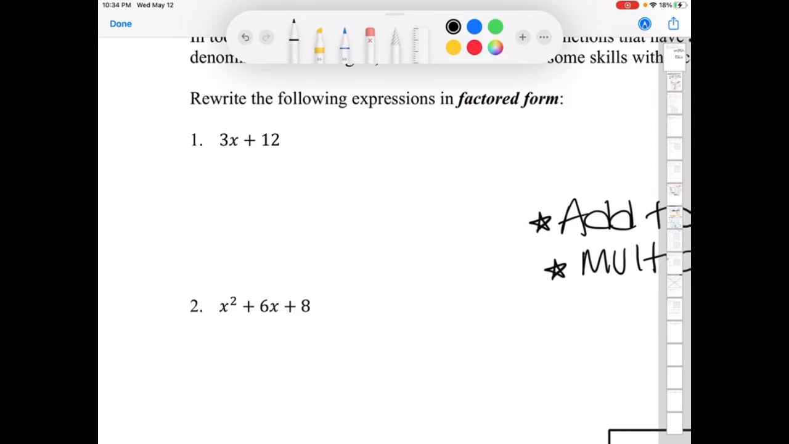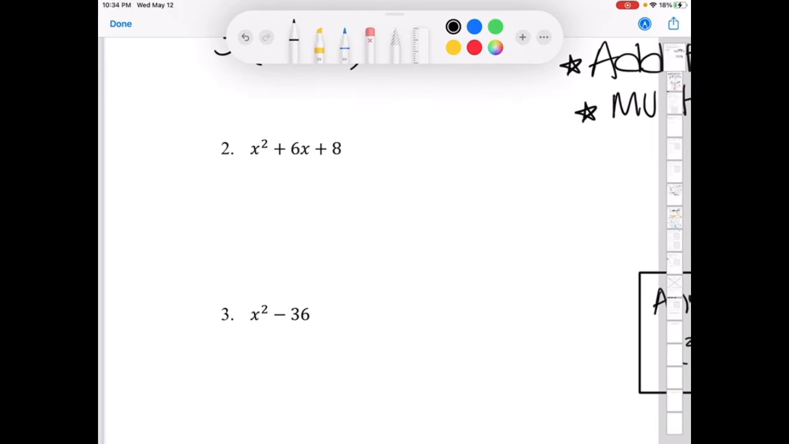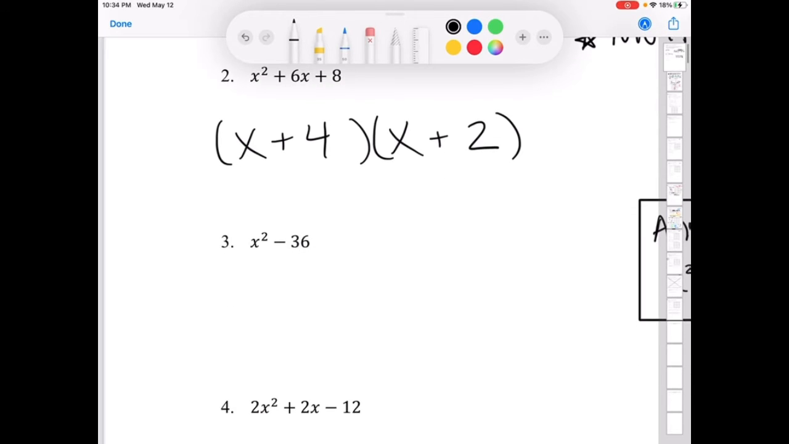So if you're here, I know that there's a greatest common factor, 3. So I know x times 3 will give me that 3x, and I know 4 times 3 will give me that 12. So this is my factored form. Down here, I'm just going to use that trick that we just spoke about. I know x times x is the only way to get x squared, and I know that 4 times 2 will give me 8, but 4 plus 2 will give me 6.